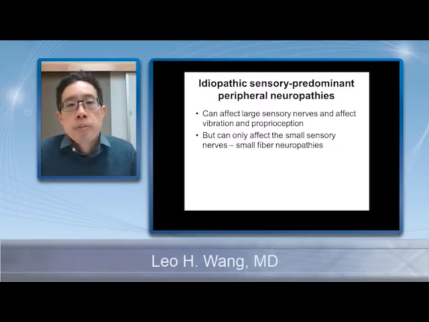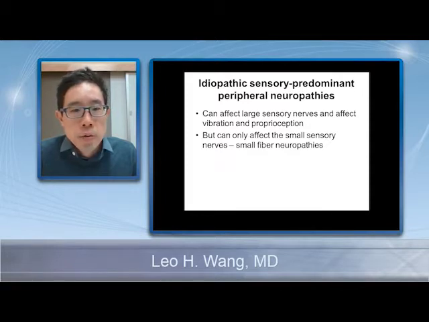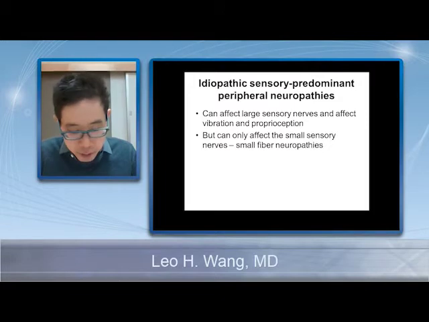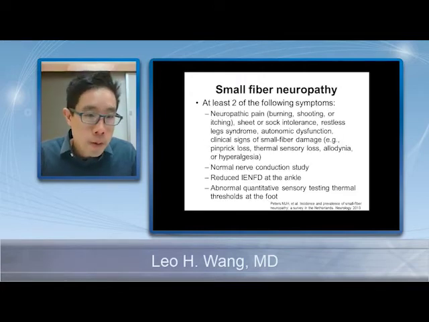Idiopathic sensory predominant peripheral neuropathies can affect large sensory nerves and affect vibration and proprioception, but they can also only affect the small sensory nerves, in terms of small fiber neuropathies. What are small fiber neuropathies?